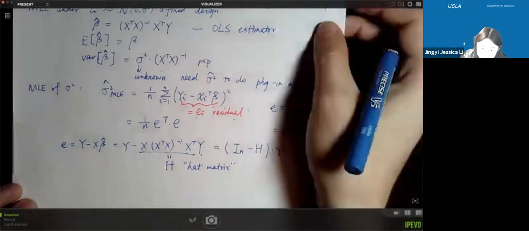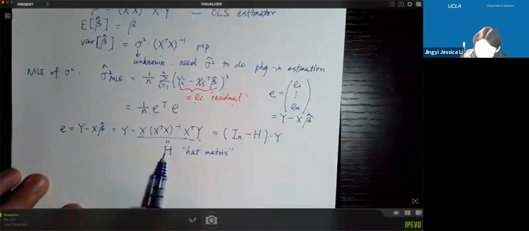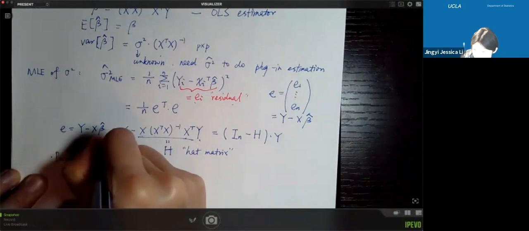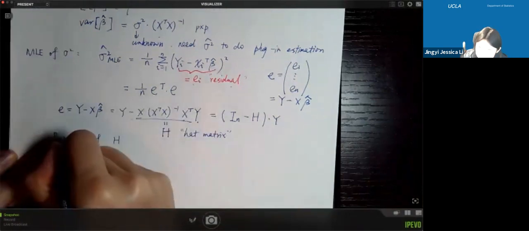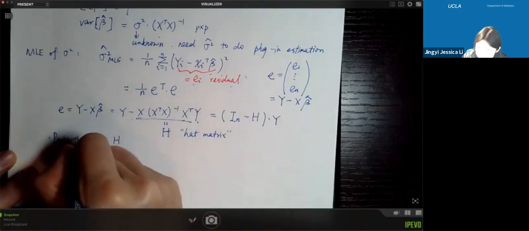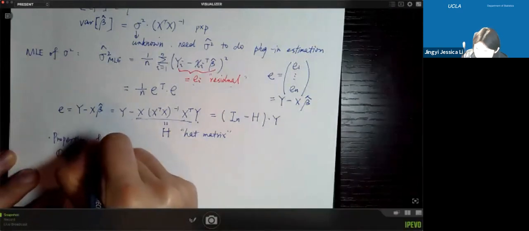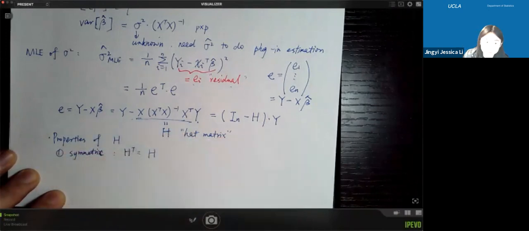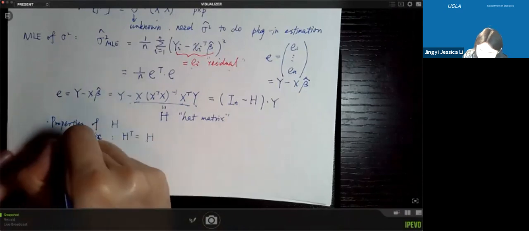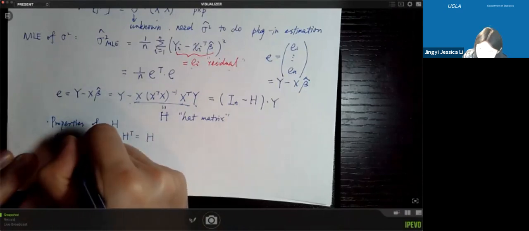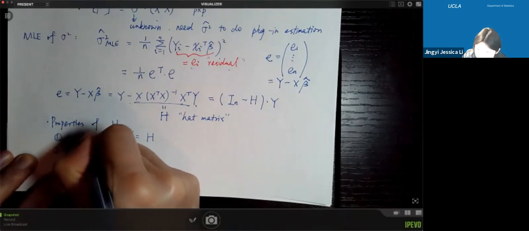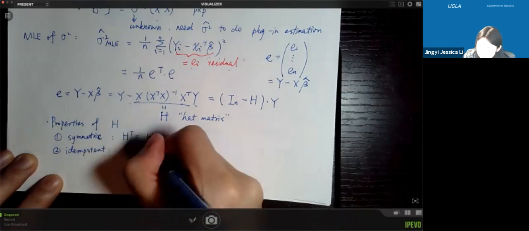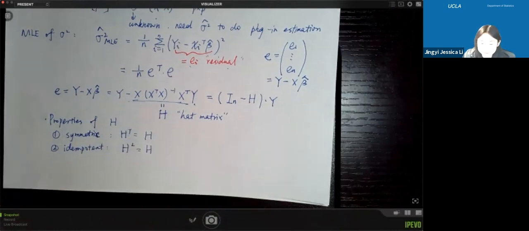Let me write here the properties of H. The first one is that the hat matrix is symmetric, which means its transpose is itself. The second one is that the hat matrix is idempotent. This is a term in linear algebra. It means that the square of the matrix is equal to itself, so when you take the square, it remains the same.